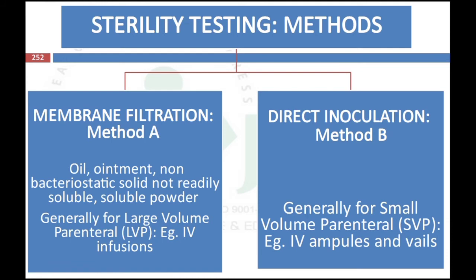Now coming to the methods of sterility testing. Sterility testing can be done either by the membrane filtration method, also known as method A, or by the direct inoculation method, which is method B. Method A, or membrane filtration, is used for the sterility testing of oils and ointments, non-bacterial solids which are not readily soluble, and soluble powders, and this is mainly used for large volume parenterals with volume greater than 100 ml. The direct inoculation method is mainly used for the sterility testing of small volume parenterals.